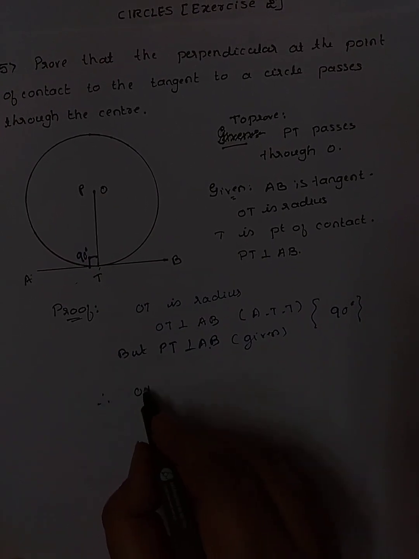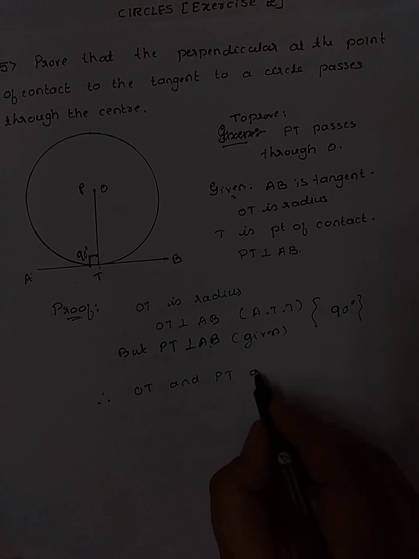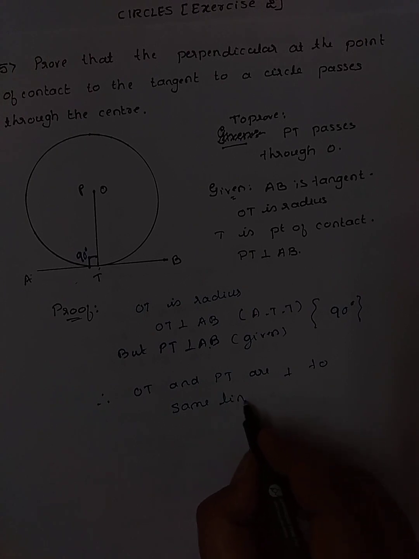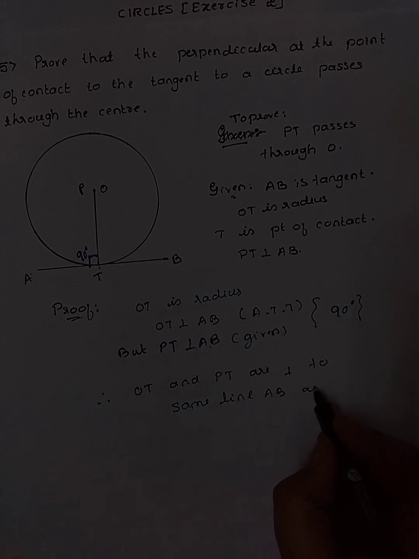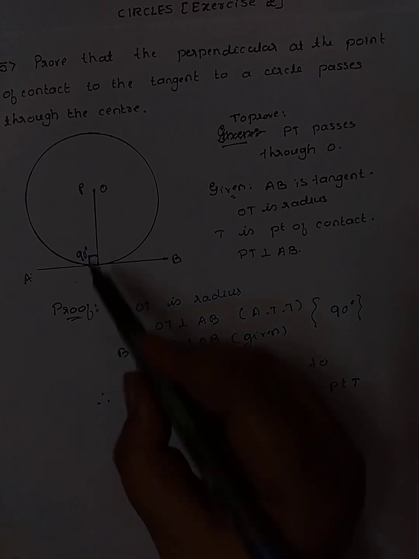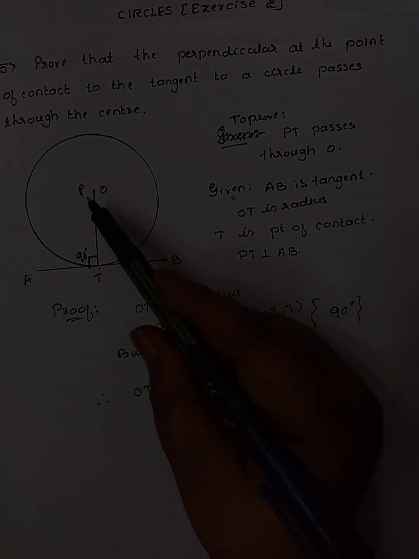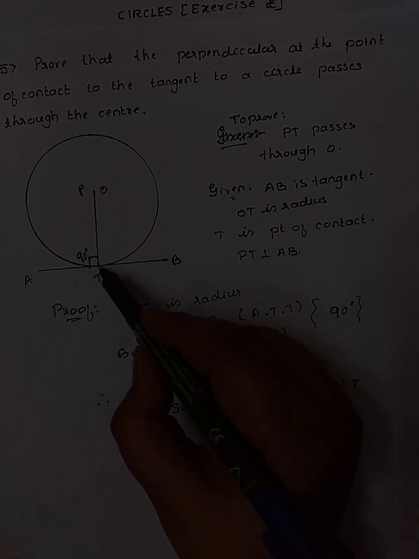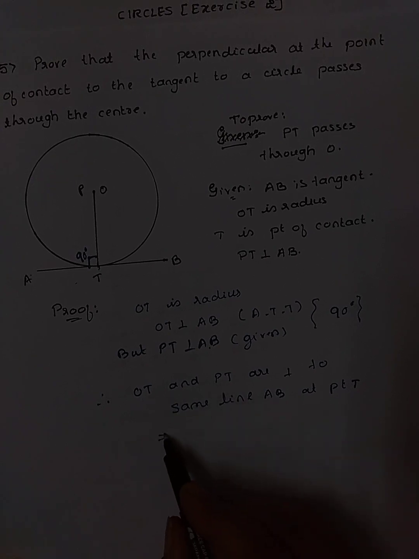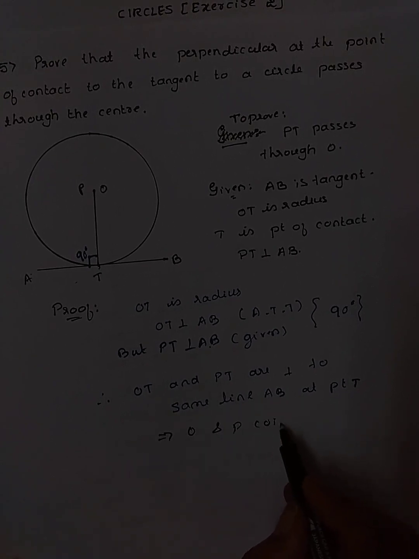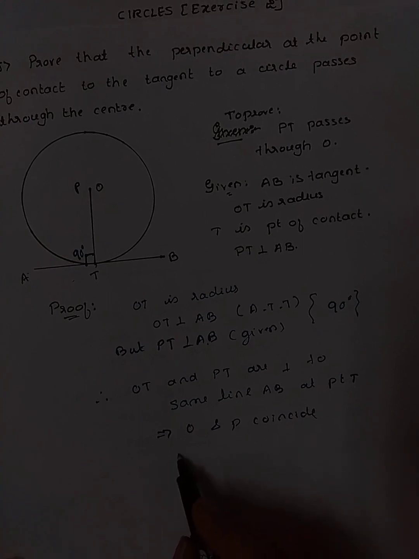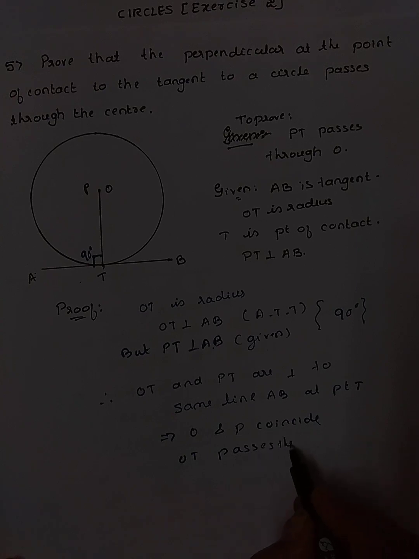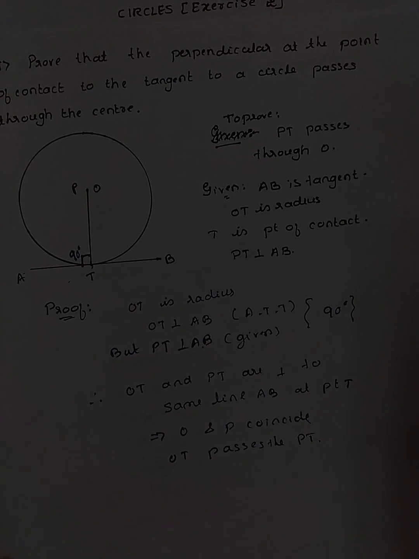Therefore, OT and PT are perpendicular to the same line, that is AB, at the same point T. T means what? O and P coincide. That is, O and P coincide, or OT passes through PT. So this is how we have proved it.